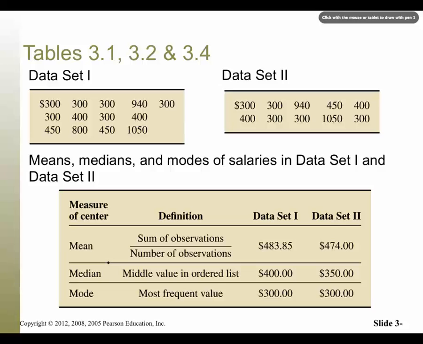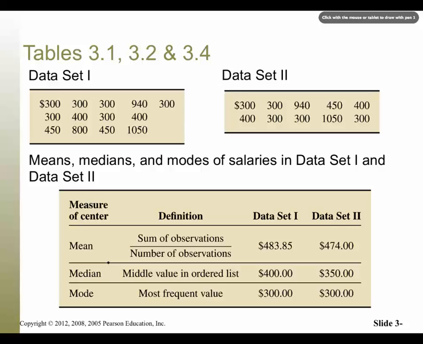Okay, so remember mean, median, and mode. The mean is your arithmetic average. You sum up the observations and divide by the number of observations. You all knew that before you started this course. The median is the middle value.